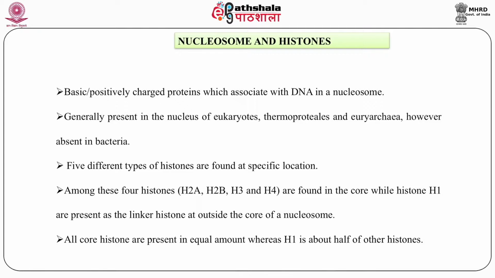Histones are generally present in the nucleus of eukaryotes and archaea, however absent in bacteria. In eukaryotic cells, 5 different types of histones are present at specific locations, and among these, 4 histones, H2A, H2B, H3 and H4, are found in the core, while histone H1 is present as the linker histone outside the core of the nucleosome. All core histones are present in equal amount, whereas H1, which is a linker, is about half of the other histones.